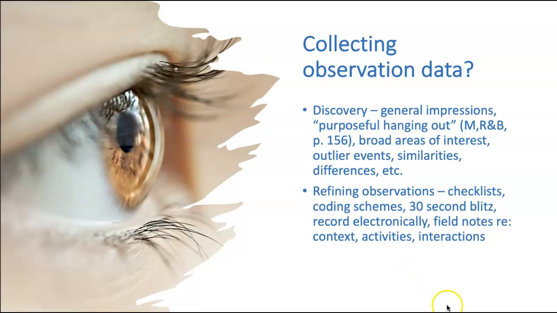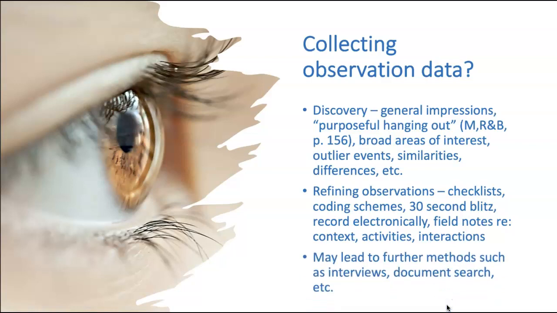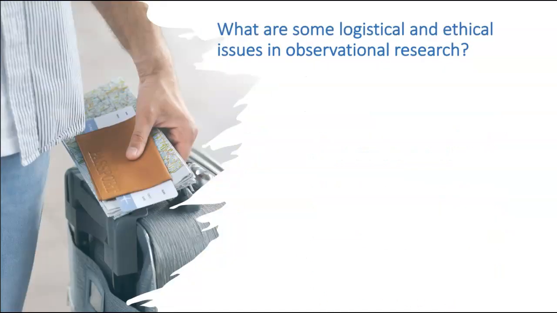At this point, we may also be developing some related questions that require exploration through additional methods such as interviews, document searches, and so on. And conversely, if we're doing those kinds of research, we may include observation as one of the data sets as well. Researchers must always be aware of the logistical and particularly the ethical effects of their actions. As the authors point out, the ethical issues in observational research may become complex.